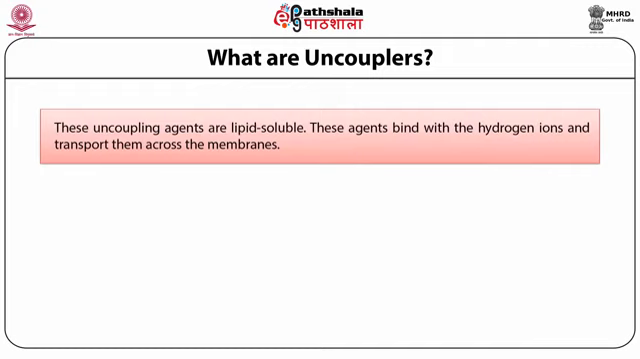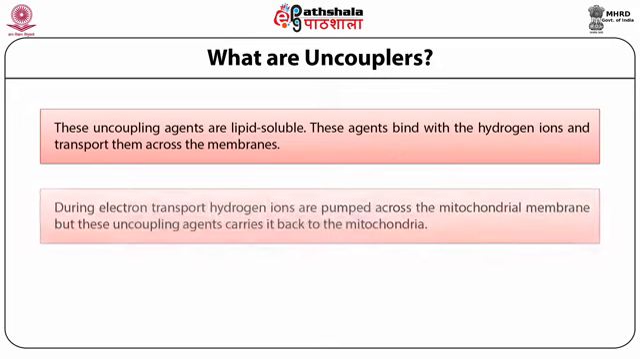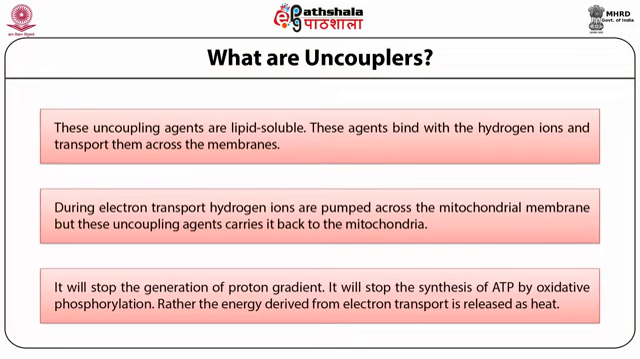These uncoupling agents are generally lipid soluble. These agents bind with hydrogen ions and transport them across the membrane. During electron transport, hydrogen ions are pumped across the mitochondrial membrane, but these uncoupling agents carry them back to the mitochondria. So over here, the gradient will not be generated since the hydrogen ions are carried back. It will stop the generation of the proton gradient and the synthesis of ATP by oxidative phosphorylation. Rather, the energy derived from the electron transport is released as heat.